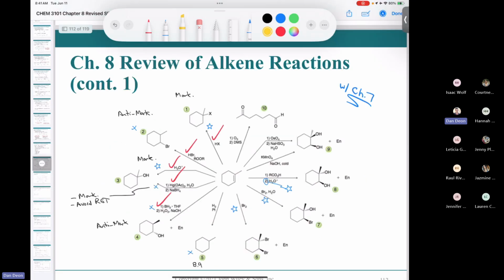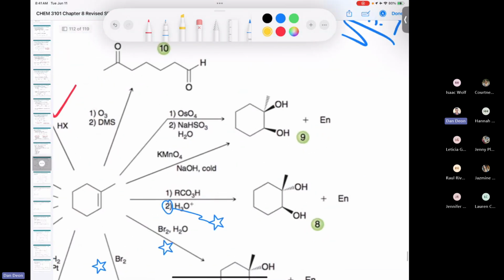So there are two types of hydroxylation or dihydroxylation that we look at in this class. We look at syn dihydroxylation, where both hydroxyls are on the same face of the molecule, and we look at anti-dihydroxylation, where the two hydroxyls are on opposite faces of the molecule. And they're very different. They're two very different things.